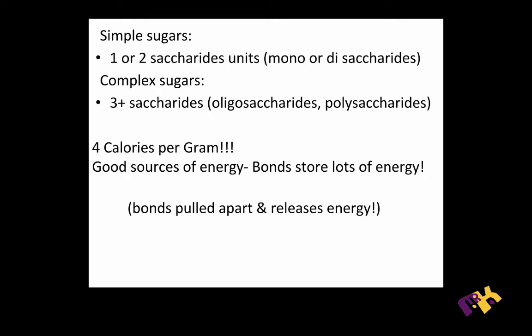There's a couple oddball pieces of information. Just remember that simple sugars are 1 or 2 saccharide units, so mono or disaccharides. Complex sugars, just to review and summarize, are 3 or more saccharides, so your oligosaccharides or your polysaccharides. And what's really cool about carbohydrates is that we get about 4 calories of energy per gram of them. So they're loaded with a good amount of energy for every gram that's present. And we simply break the bonds. If we break those bonds in those glucose molecules, that's going to release that energy, and we can use that then for respiration or whatever.